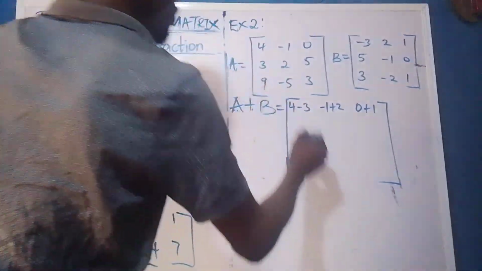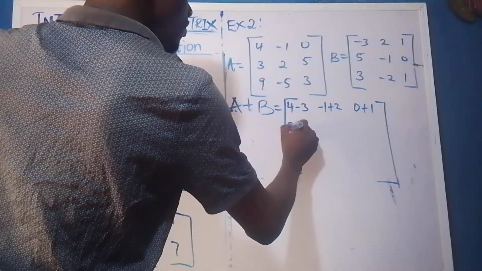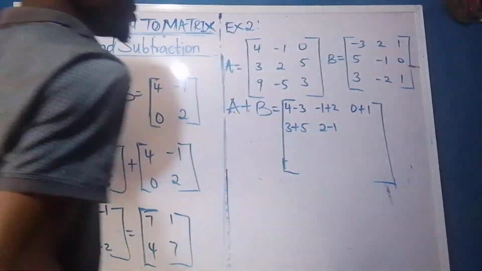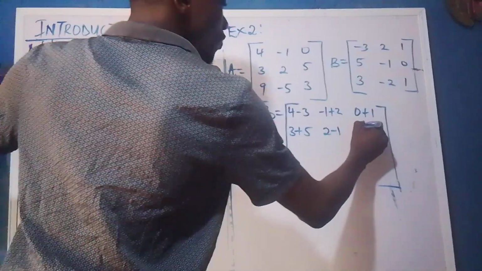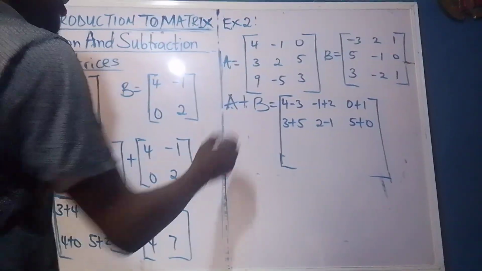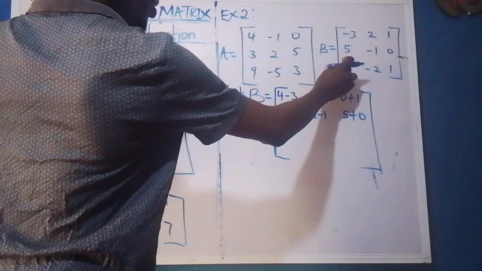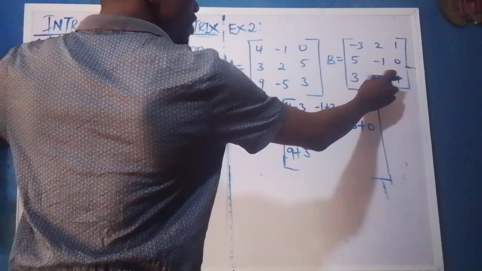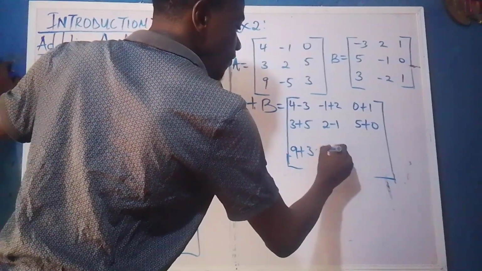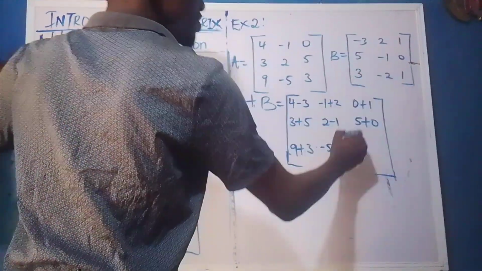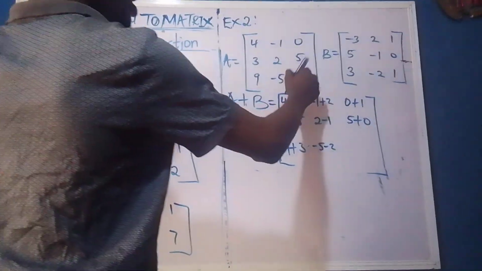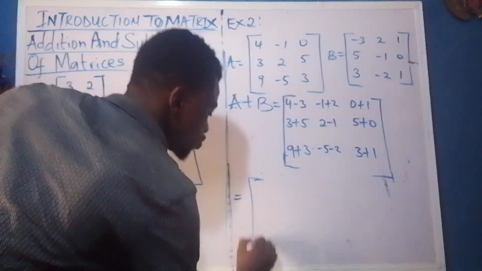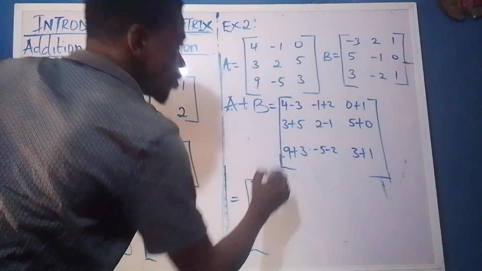You understand? The next one, 3 plus 5, 2 minus 1, then 5 plus 0, and then 9 plus 3, and minus 5 plus minus 2. Plus times minus is minus, so that will be minus 2. So 3 plus 1. So our final answer is going to be 4 minus 3, that's 1.